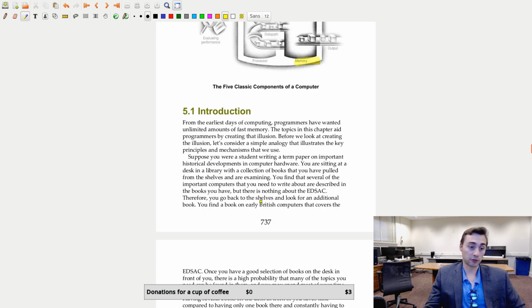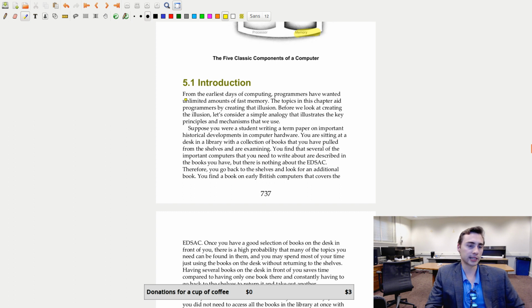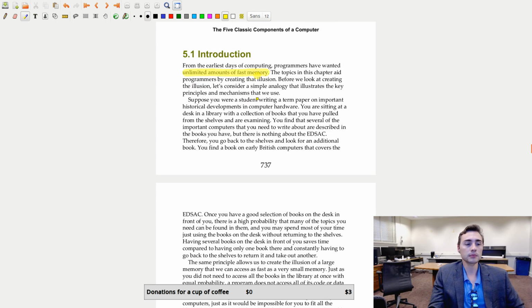All right, introduction. So from the earliest days of computing, programmers have wanted unlimited amounts of fast memory. And so we saw that from the John von Neumann paper from 1940. The first draft of it was actually 1945. So at least since 1945, this has been an idea. So before we look at creating this illusion, consider the simple analogy that illustrates the key principles and mechanisms that we use. So suppose you were a student writing a term paper on important historical developments in computer hardware.